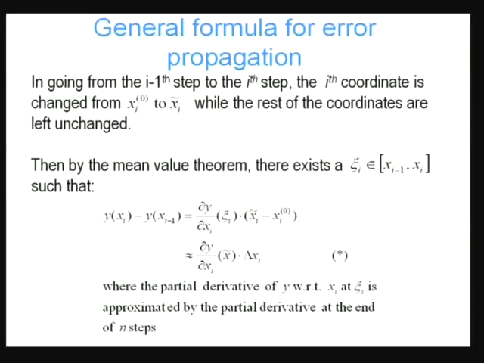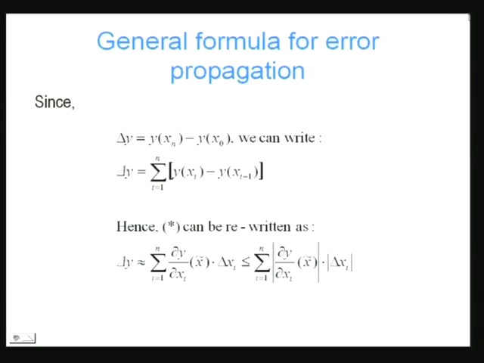The approximation is because we have evaluated the partial derivative of y with respect to xi at the end of my n steps. That is, I am evaluating del y del xi at the final value, which is x tilde. Since delta y is equal to y of xn minus y of x0, recall y of x0 is the solution with the exact values for the independent variables, and y of xn is the solution where we have replaced the exact values of the independent variables with the approximate values. So delta y is equal to y of xn minus y of x0.